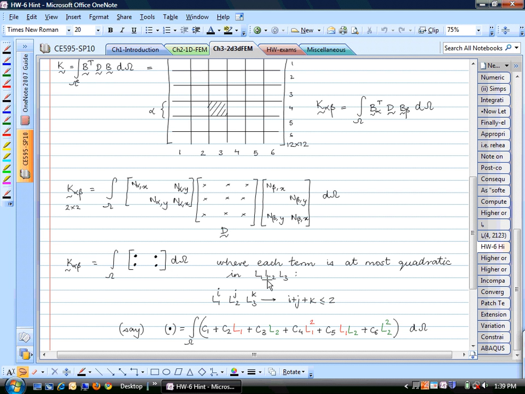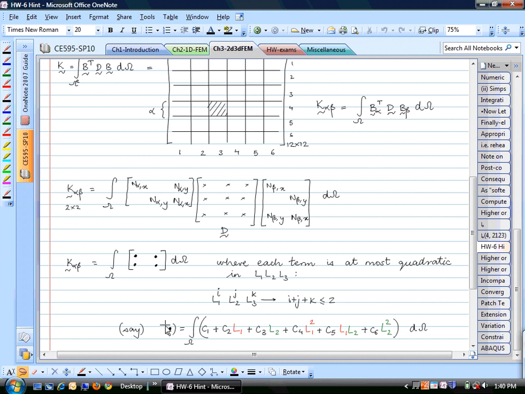2 cross 2 matrix, where each of those terms will be at most a quadratic expression, which means that since we are using T6 shape functions, these shape functions are at most quadratic. So in any of these 4 terms, each might actually look something like this. So let's say this is the term that we're talking about. It might have terms with a constant, something related to L1, L2, L1 square, L1 L2, and L2 square. So this is a polynomial of at most a quadratic degree.